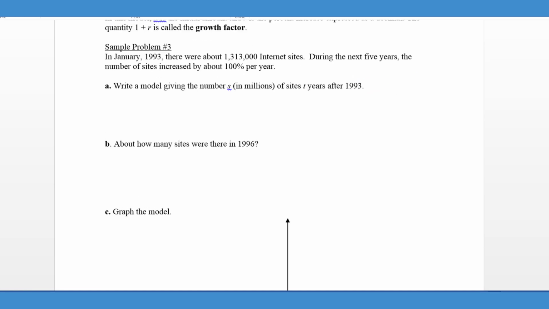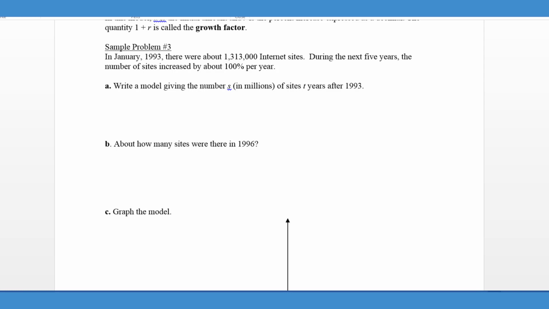Alright, for sample problem 3, we go all the way back to the beginning of the internet, or pretty close to back in 1993, and you can see there were only 1.3 million internet sites, which was pretty low amount compared to today's standard. And over the next 5 years, it actually increased 100% per year. Now it wants us to write a model for that. In this case, the model is S in millions after t years.